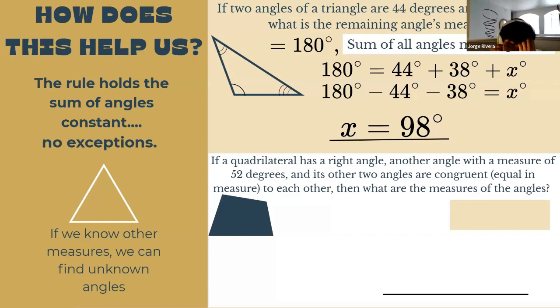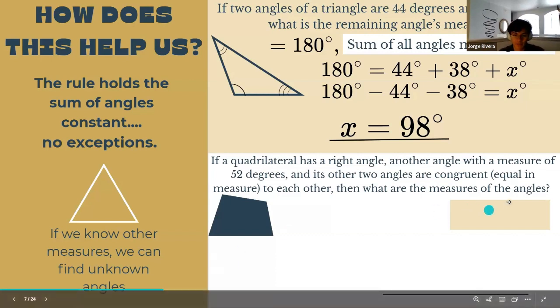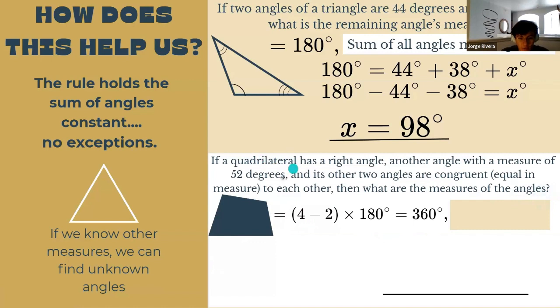Any idea? All right, so we're just going to go ahead and try and solve it together. It's a quadrilateral, right? So that means that n is going to be equal to 4.